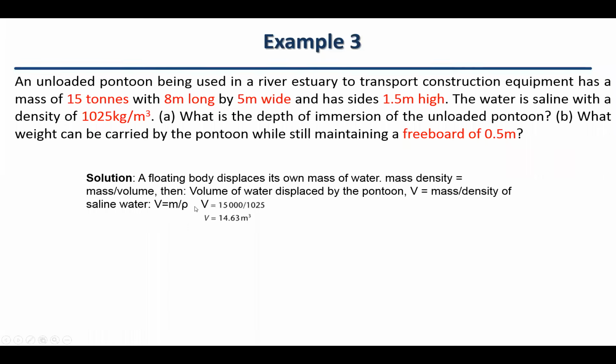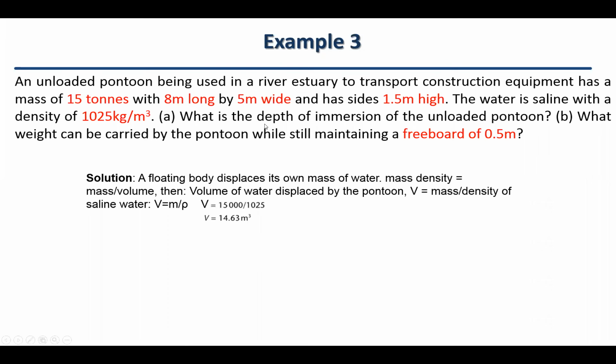And we can easily calculate the volume of water displaced by dividing the mass, which is 15 tons or 15,000 kilograms, by rho, the density of the water, which is 1025. The volume of the water displaced is 14.63 cubic meters. Okay, so that's the volume of the water displaced.